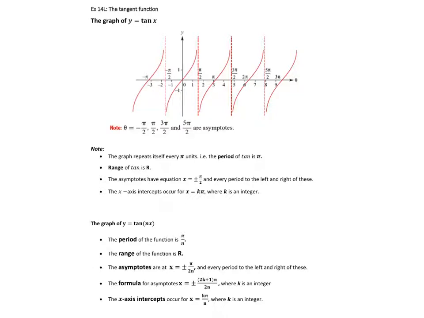Here we look at the graph of tan theta. So let's look at the basic graph y equal to tan x. And it's very different to the graph of sine x and cos x. What we immediately notice is that there is no amplitude for the graph of y equal to tan x.